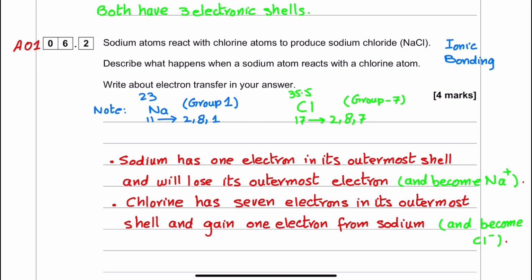Chlorine has 7 electrons in its outermost shell because it belongs to group number 7. Sodium loses 1 electron and chlorine is ready to take 1 electron from sodium and become Cl negative. So 1 mark is here and 1 mark for chloride ion.